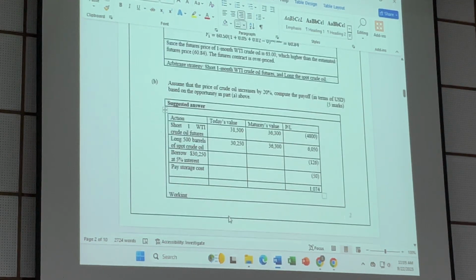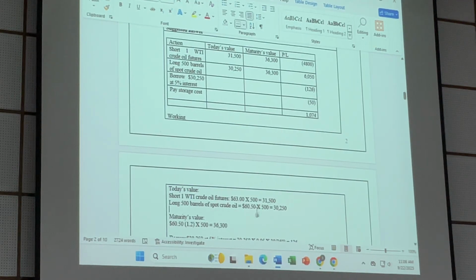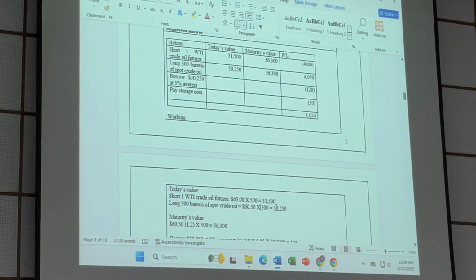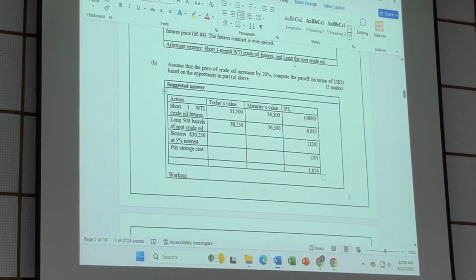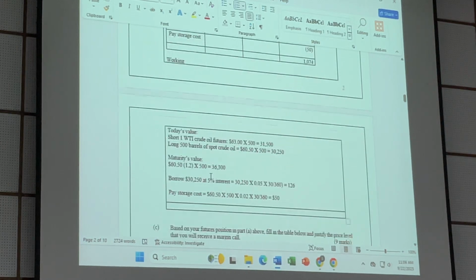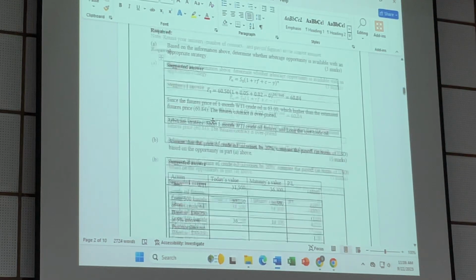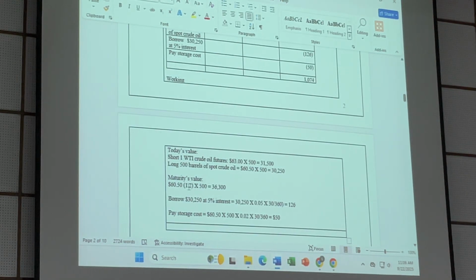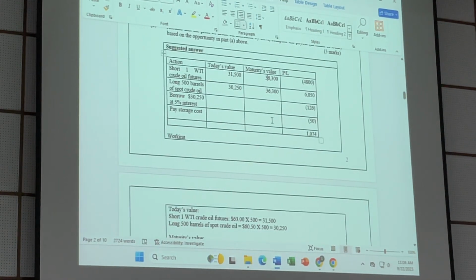After that, you calculate each of them. This one is 63 times 500. This is the future price. And this one is the spot price of 60.5, using the spot times the 500 barrels, then you get this. And if the market increases 20%, the market price, originally 60.5, increases 20%, so it becomes this one times 1.2, then times 500, and you get this value.